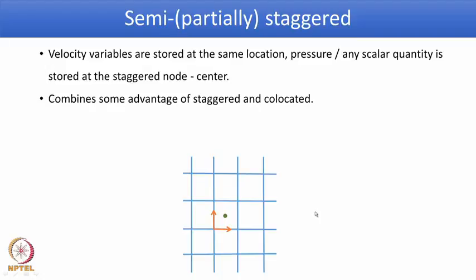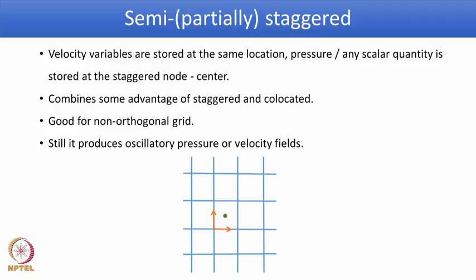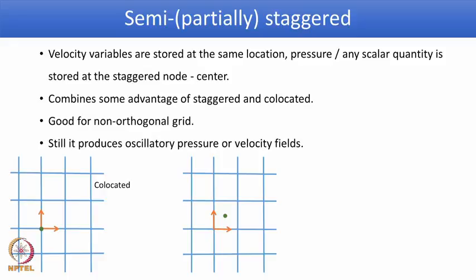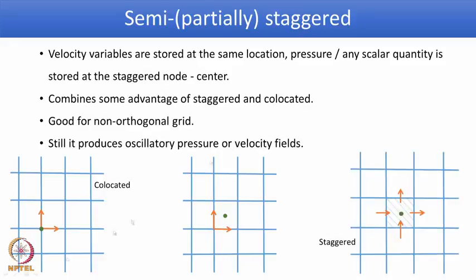It combines the advantages of staggered as well as collocated, and it is found to be good for non-orthogonal grid. Still, it produces some oscillatory pressure or velocity fields. Now, let us look at all the three arrangements together. The left is a collocated arrangement, middle is a semi staggered or partial arrangement, and the right is a staggered arrangement. So, you can immediately get an idea of the advantage as well as disadvantage.